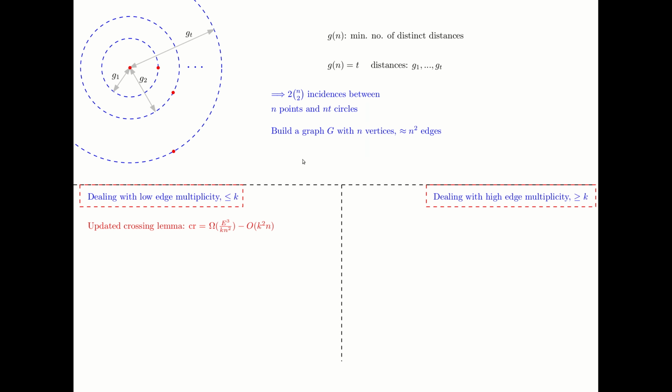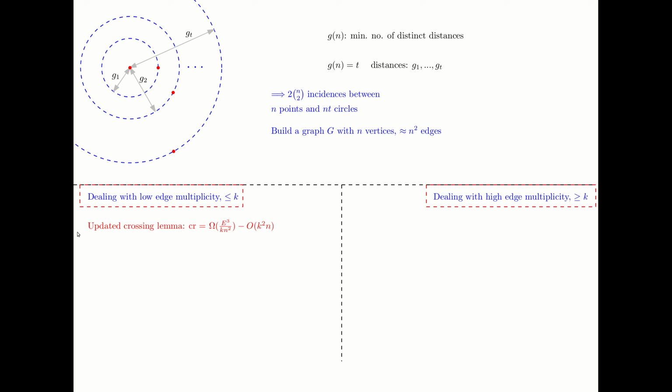The solution to overcome this problem is to consider 2 cases. We again build a graph with n vertices and roughly n squared edges. However, we need to treat the 2 cases of low edge multiplicity and high edge multiplicity differently. Consider edges with low multiplicity. In other words, consider edges where between 2 vertices there are at most k edges.